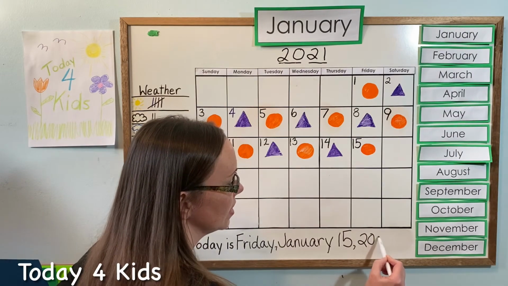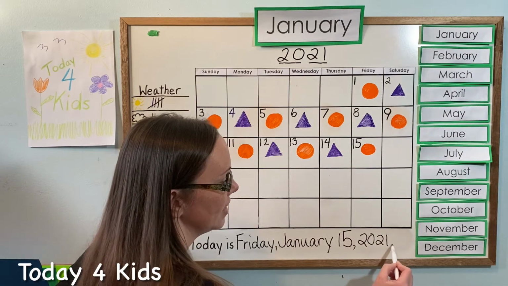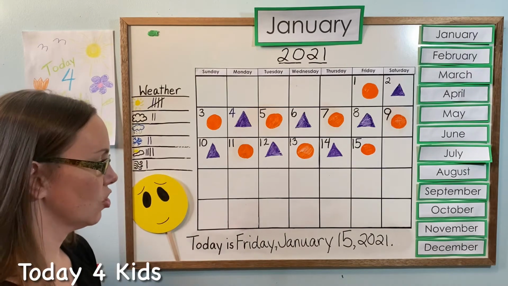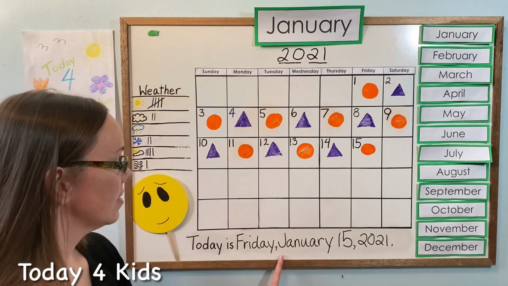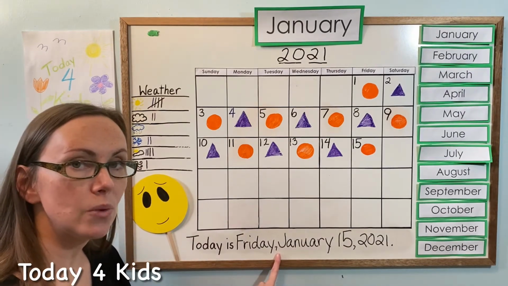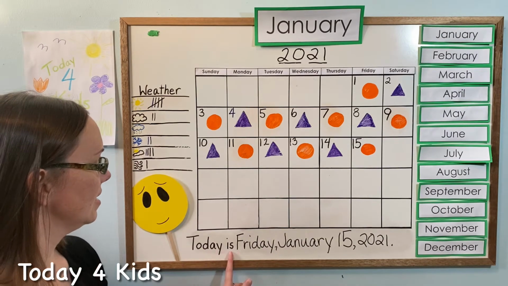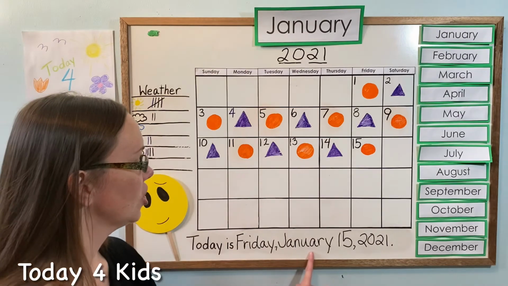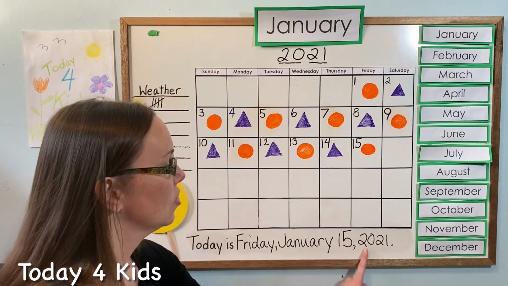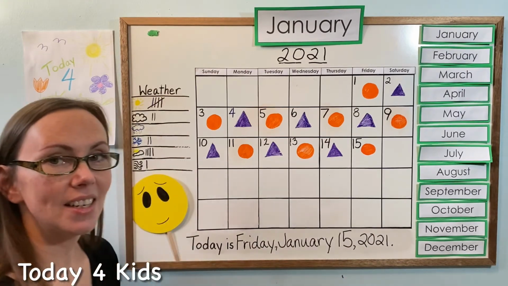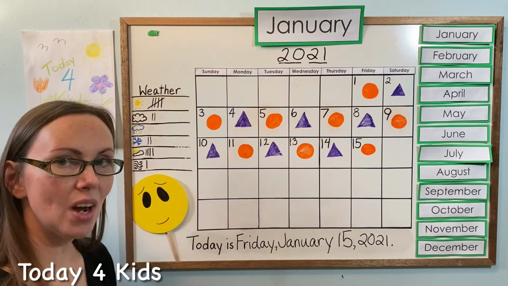2, 0, 2, 1, and then a period. And that tells us to stop. And these commas tell us to pause in between words. So let's say the whole sentence together. Today is Friday, January 15th, 2021. Good try. Thank you so much for trying with me.